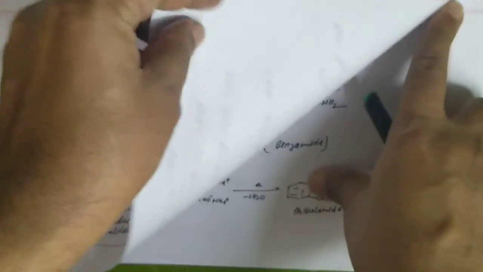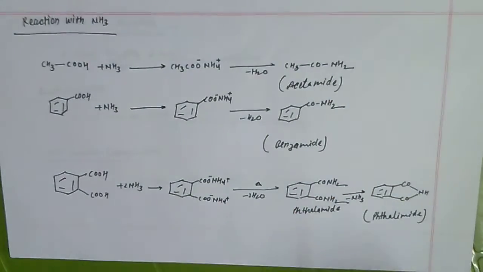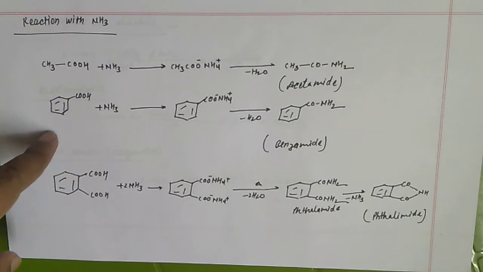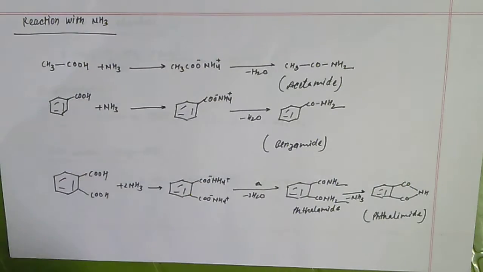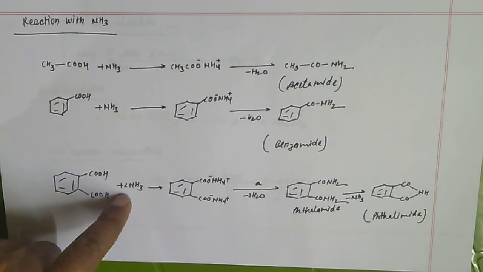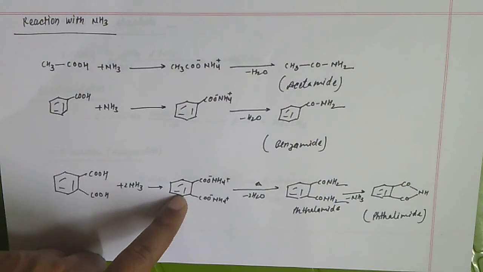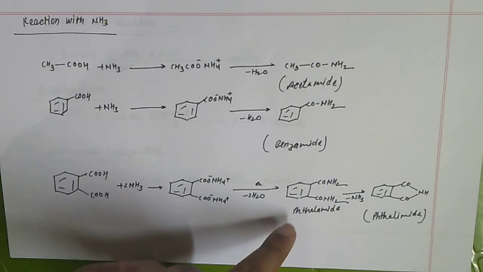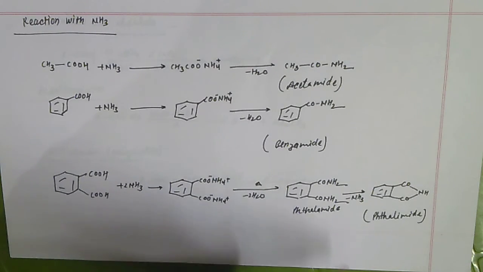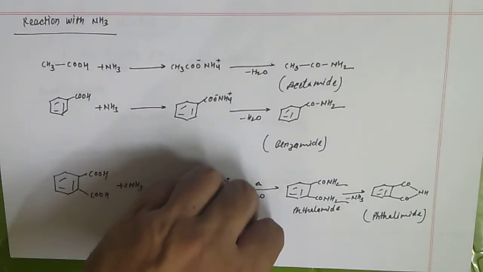Now let us move to the reaction with ammonia. When carboxylic acid is treated with ammonia, it will give the ammonium salt, which on loss of a water molecule will give the acetamide, an amide. Similarly, benzoic acid on reaction with ammonia will give the benzamide. And when you take a dicarboxylic acid and react it with ammonia, it will give the ammonium salt, which will give the phthalamide. That again loses ammonia to give the phthalimide.